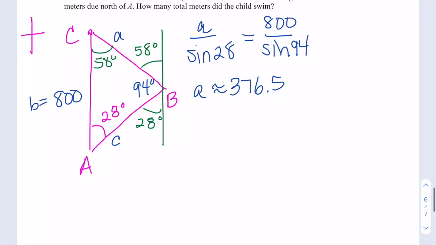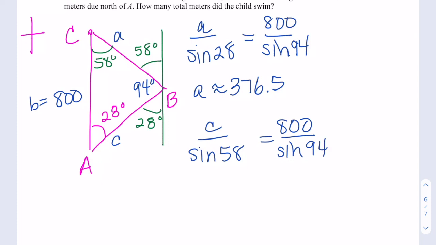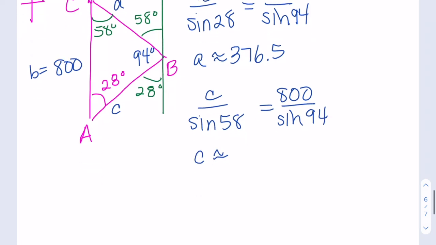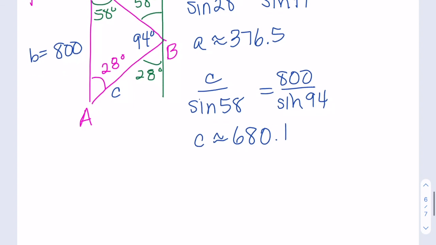And then to find C, well, that's going to be C over sine of 58. And we can set that ratio equal to 800 over sine of 94. So C is approximately 680.1. Good ocean swim. And so when we add those together, A plus C, that's going to be about 1,056.6 meters.